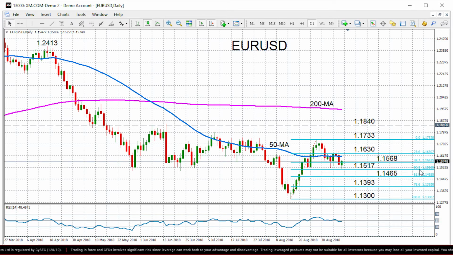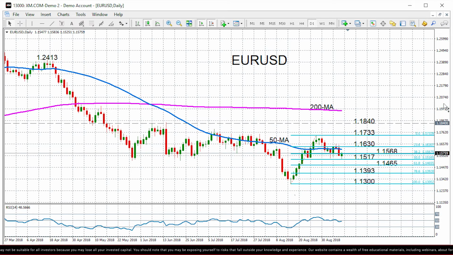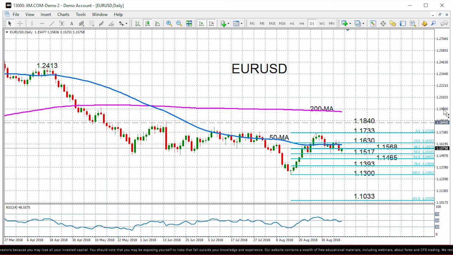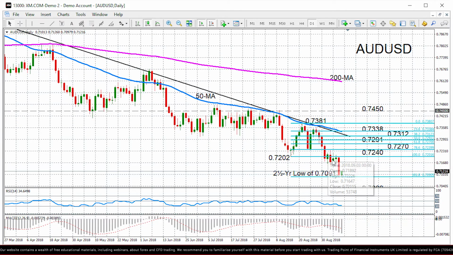from the 50% Fibonacci at 1.1517, we're likely to see the pair heading back towards that near 14-month low 1.13, which it touched back in August. If it drops below 1.13 handle, the next key support would likely come from the 161.8% Fibonacci extension at 1.1033. Let's now move on to Aussie dollar.